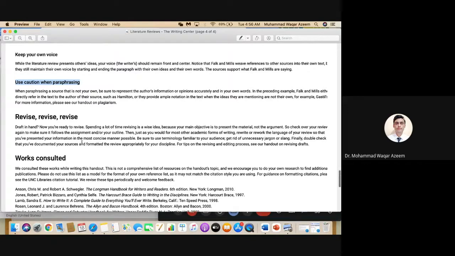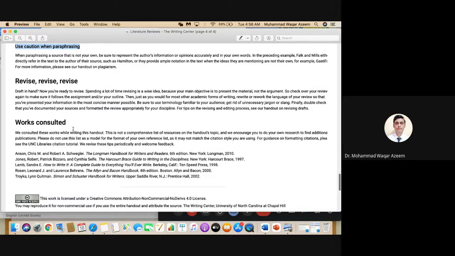And of course, you need to have works consulted. Usually, when you write your literature review, you do not need to have a list of works cited separately. There is only one list of works cited which goes towards the end of your complete paper. But don't forget to keep a record of all the works that you consulted to write your literature review. You will need that list towards the end of your paper.